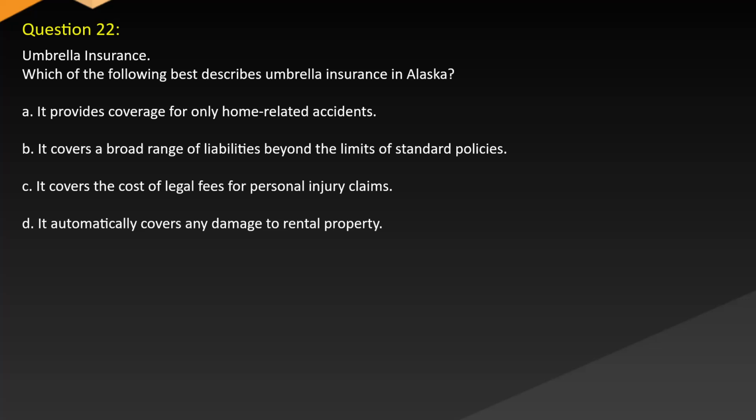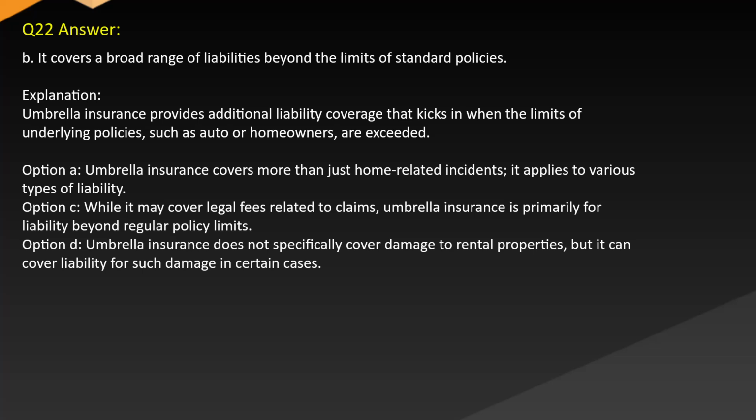Question 22. Umbrella insurance. Which of the following best describes umbrella insurance in Alaska? A. It provides coverage for only home-related accidents. B. It covers a broad range of liabilities beyond the limits of standard policies. C. It covers the cost of legal fees for personal injury claims. D. It automatically covers any damage to rental property. Answer: B. It covers a broad range of liabilities beyond the limits of standard policies.